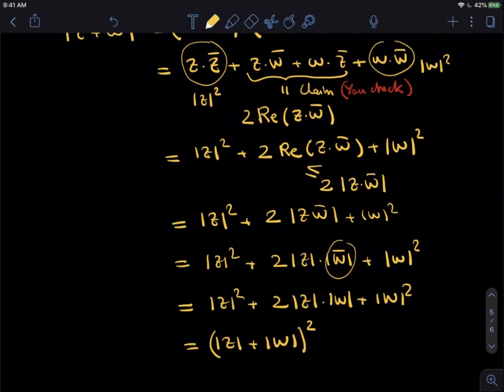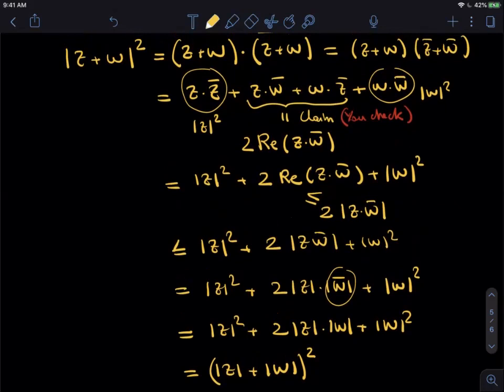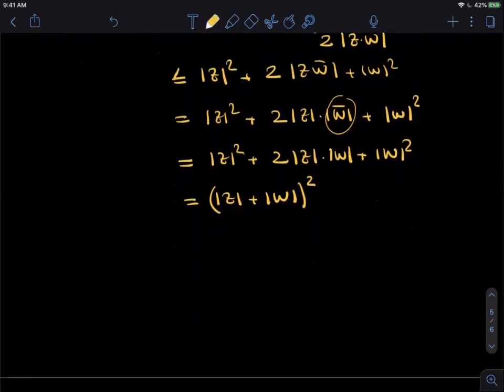And oh, I missed the inequality here. If someone noticed that, good job. So if we go back, we can see that we have the modulus of Z plus W squared less or equal than the square of the modulus of Z plus the modulus of W. So then we can remove the squares and we get the modulus of Z plus W less or equal than the modulus of Z plus the modulus of W. And we are done.